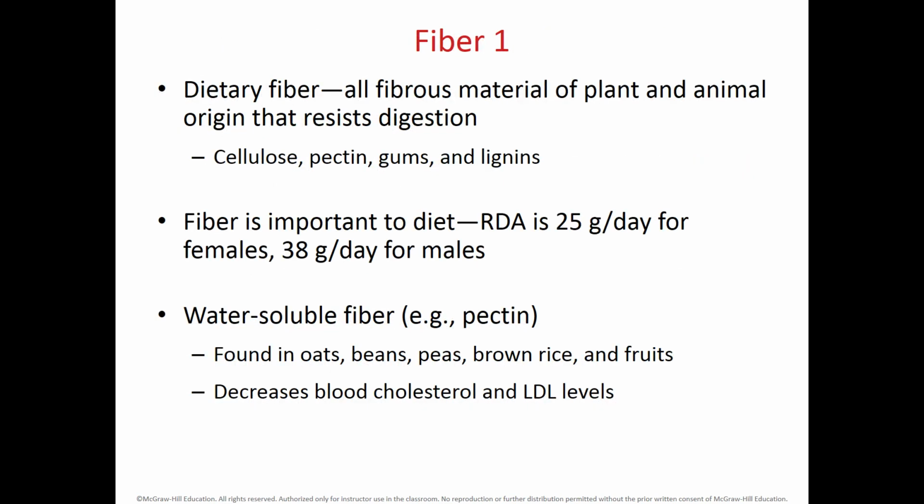Now, dietary fiber is all the fibrous material of the plant and animal that resists digestion. Examples are cellulose, pectin, gums, and lignins. The RDA for fiber is 25 grams in females and 38 grams in males. Now, we have water-soluble fiber like pectin that is found in foods like oats, beans, peas, brown rice, and fruits, that helps to decrease blood cholesterol levels and LDL levels, which is low-density lipoproteins or bad cholesterol.